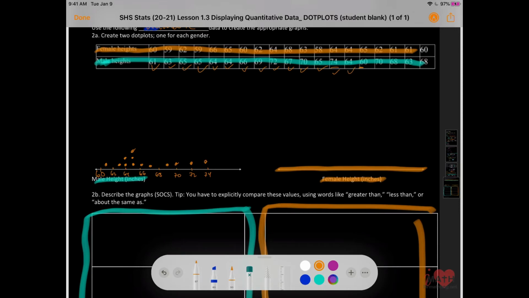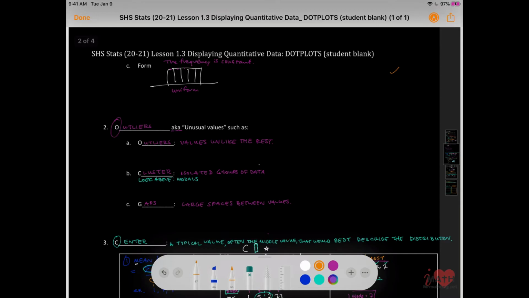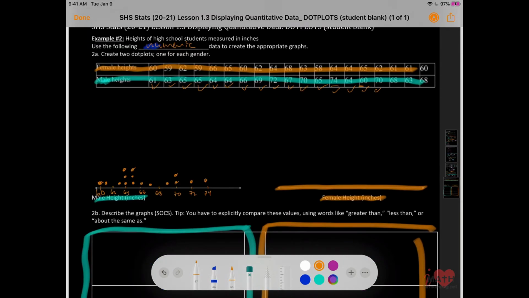See how these check marks are super helpful? 64, 60, 70, whoa. Push the page there, sorry. 68, 63, and 68.